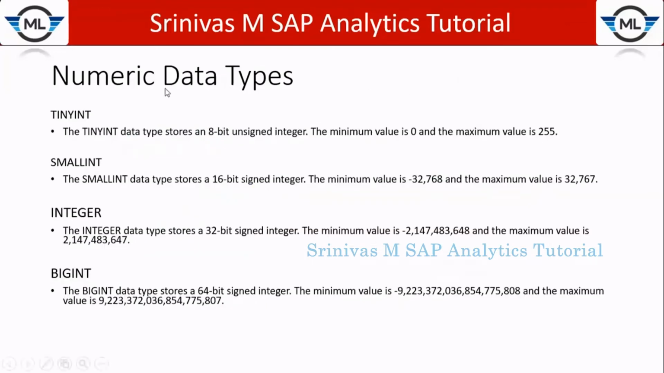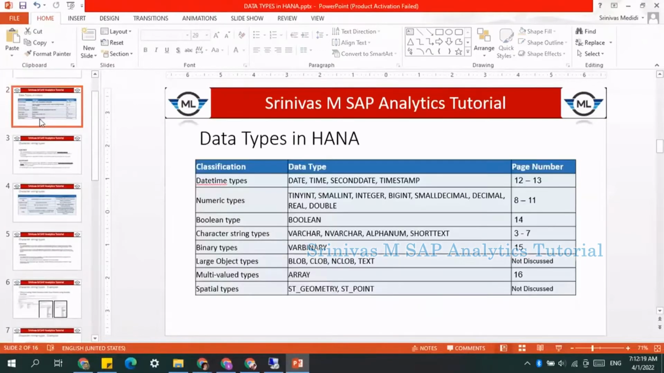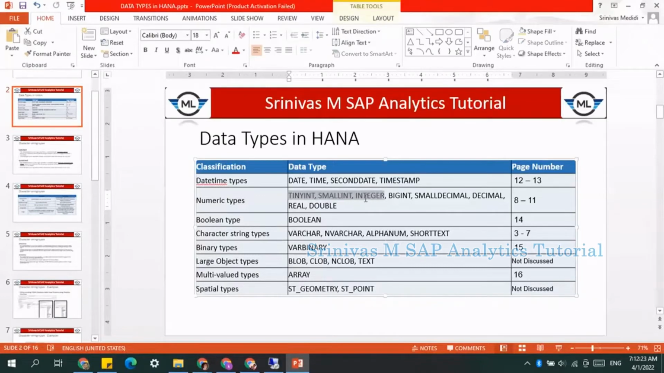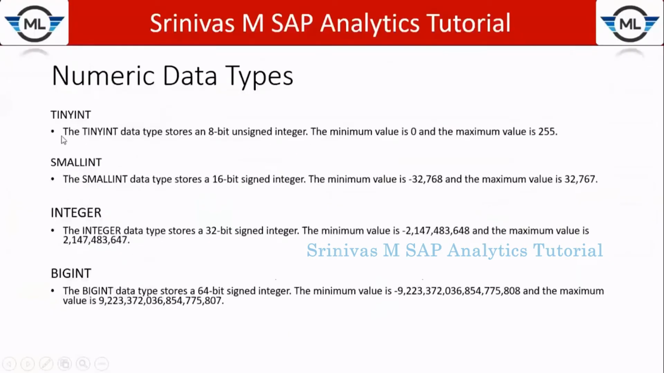So next, jumping into the numeric data types. These are the different numeric data types: tiny int, small int, integer, big int. One second, if I go to the initial screen, here we can clearly see the numeric data types: tiny int, small int, integer, big int, decimal, small decimal, real, double. These all come under numeric data types. Coming back to this slide, here we will see what the use of each one is.